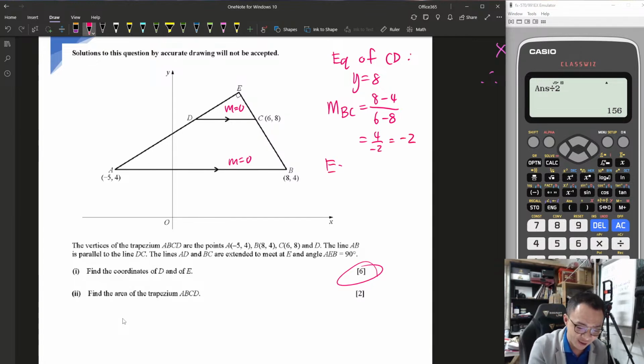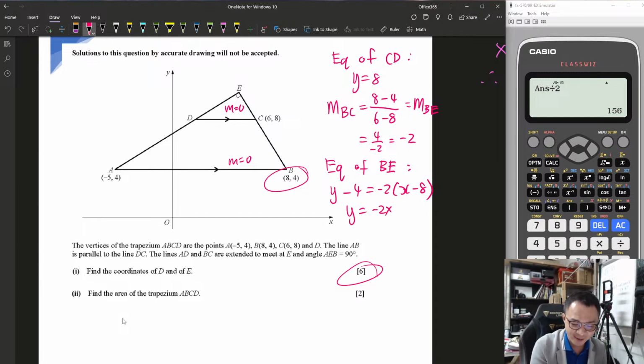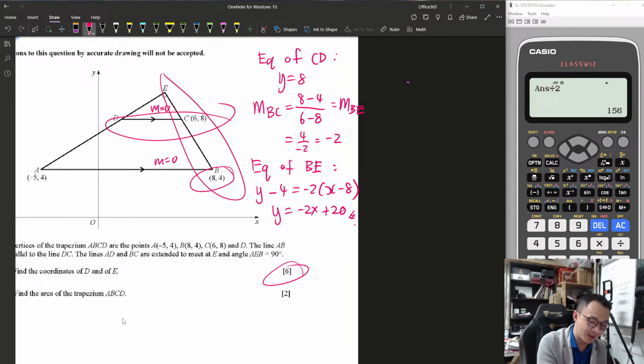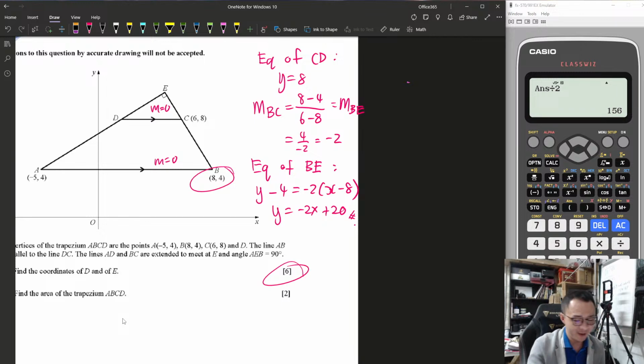Okay, so therefore I can find the equation of BE now. Since the gradient of BC is the same as the gradient of BE, you should know this because they're in the same straight line. So I can use y minus y1. I just use the coordinate B. y minus 4 equals negative 2, x minus 8. So I got negative 2x plus 16 plus 4, which is 20. I got the equation of BE. Now I still need to find the last one, which is the most important one, the equation of AE. Okay, so I find the equation of AE.